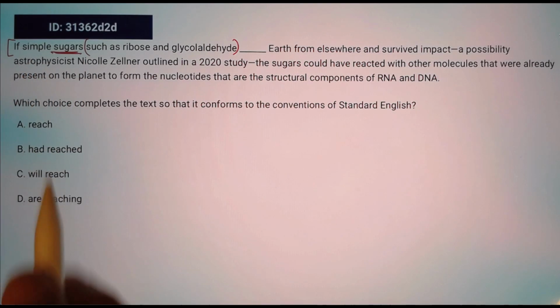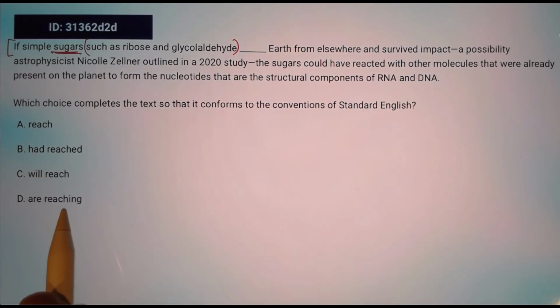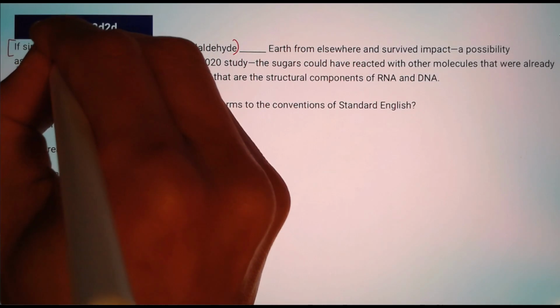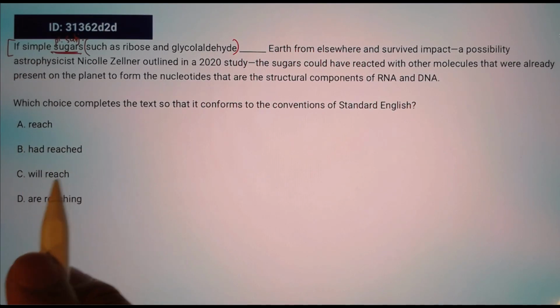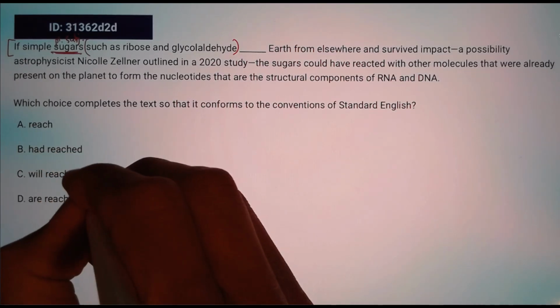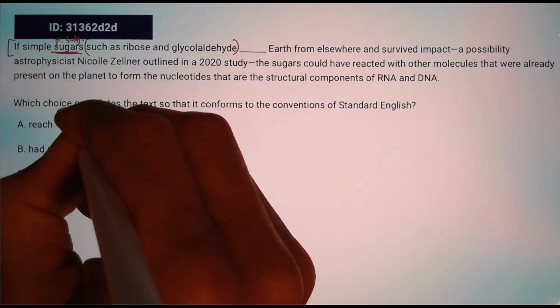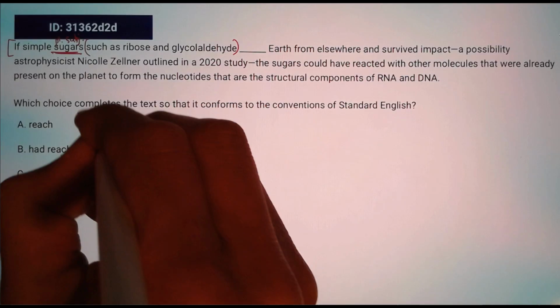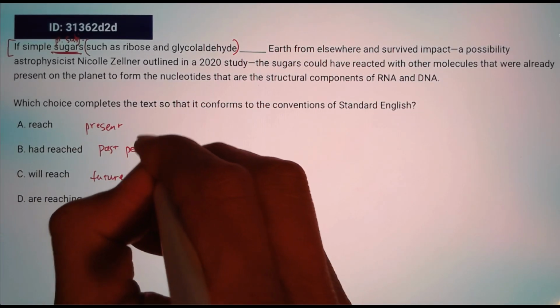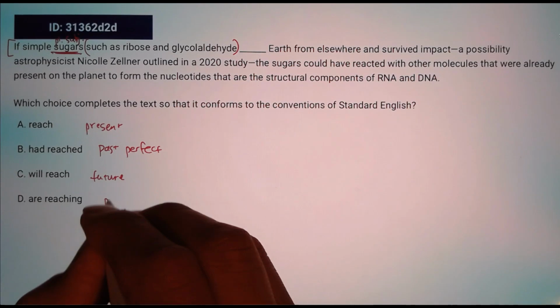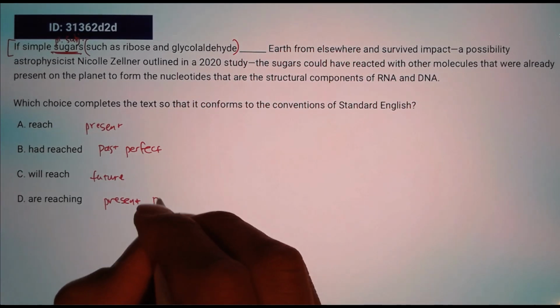Now, unfortunately, there's no singular verb because we would eliminate a singular verb. We've got the plural subject here. So we have to turn to something else. Maybe tense. Look at the verb tense. Here we've got future. Here we've got present tense. And here we have a past perfect. And this is present progressive.